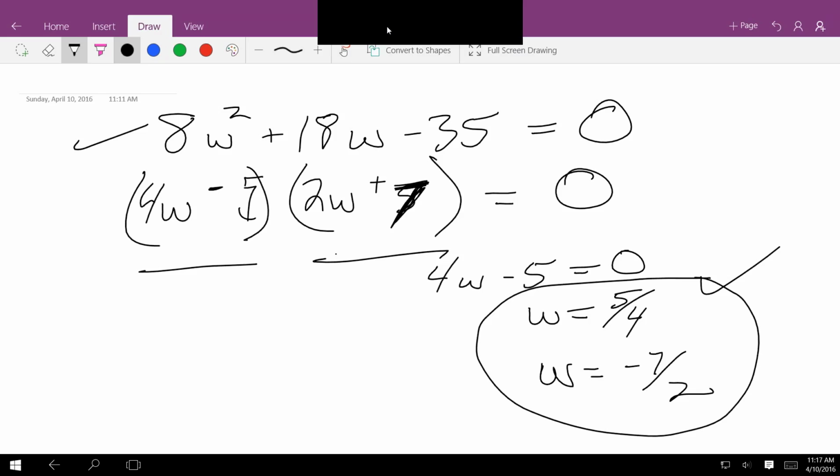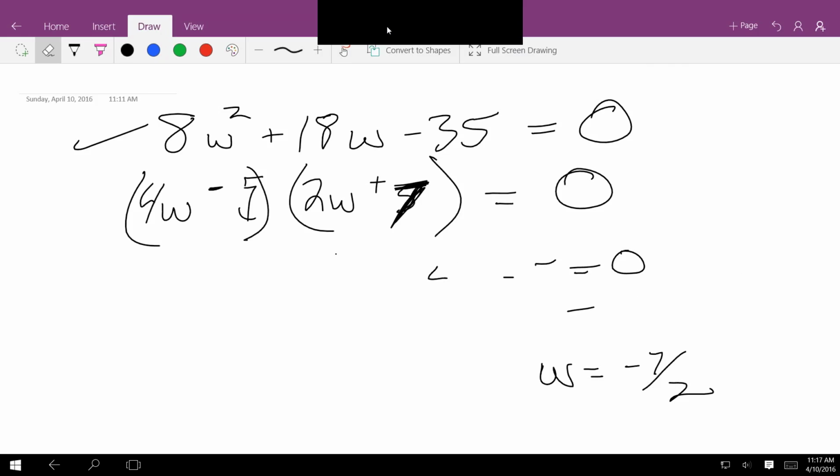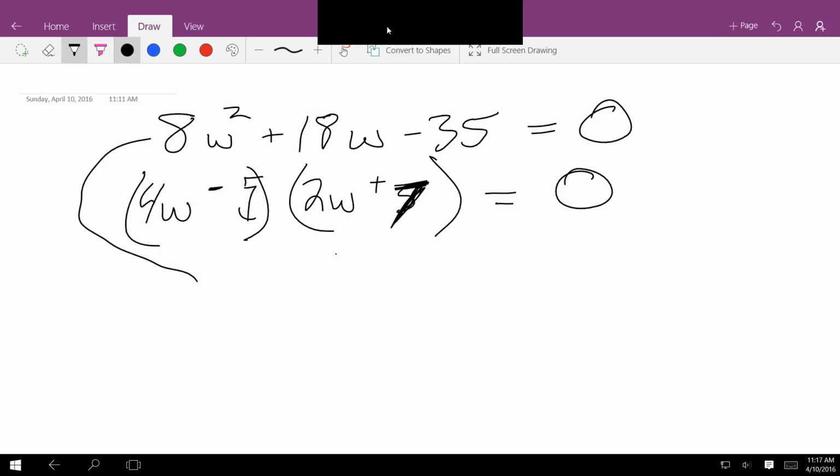But that's the way to do it. Now, before we leave this problem, since most people actually have quite a bit of difficulty with factoring, especially when you have a coefficient in front of the squared term. That's when factoring becomes challenging. So let's just make sure you can do it using the quadratic formula.